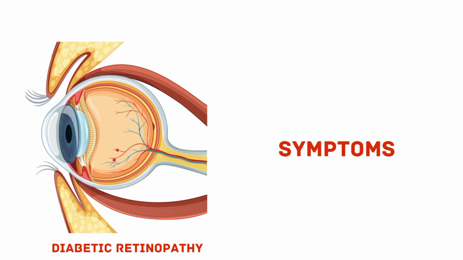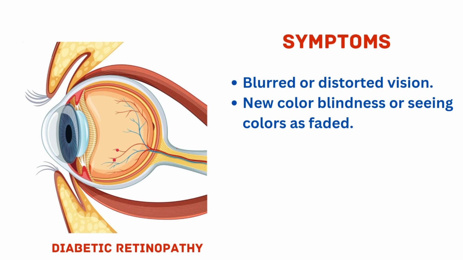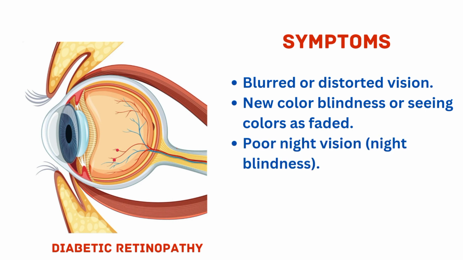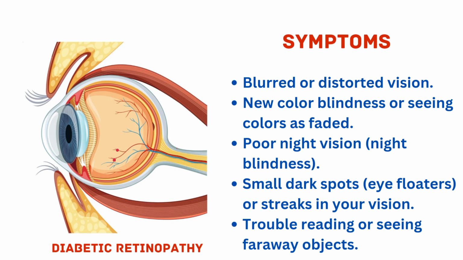Now let us discuss the symptoms. Blurred or distorted vision, new color blindness or seeing colors as faded, poor night vision called night blindness, small dark spots or streaks in your vision, trouble reading or seeing far away objects.